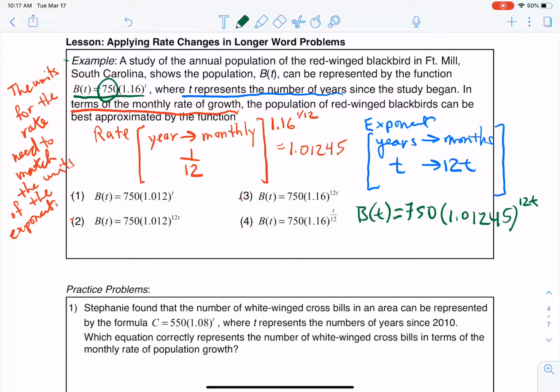So let's look at our options now. I can definitely eliminate 3 and 4. The rate doesn't match. Now if I look at options 1 and 2, option 1 doesn't have the correct exponent, so choice 2 is the correct equation.